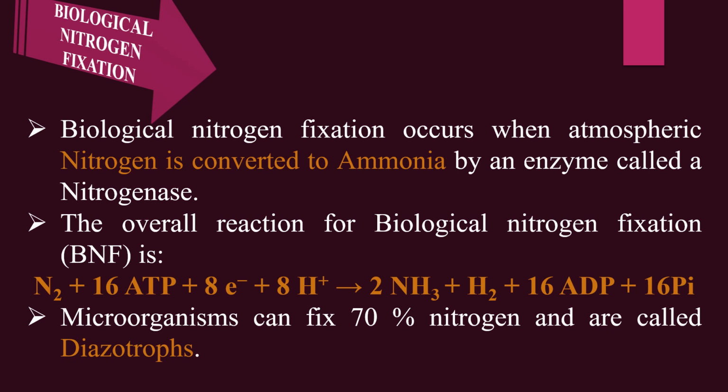Biological nitrogen fixation. It occurs when atmospheric nitrogen is converted to ammonia by an enzyme called nitrogenase. The overall reaction of biological nitrogen fixation is nitrogen plus 16 ATP plus 8 electrons plus 8 hydrogen ions gives 2 ammonia plus hydrogen plus 16 ADP plus 16 phosphate ions. Microorganisms can fix 70% of nitrogen and are called diazotrophs.